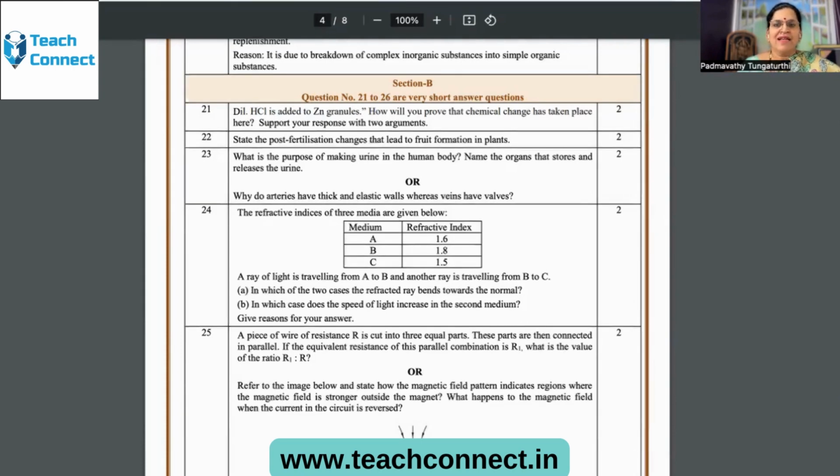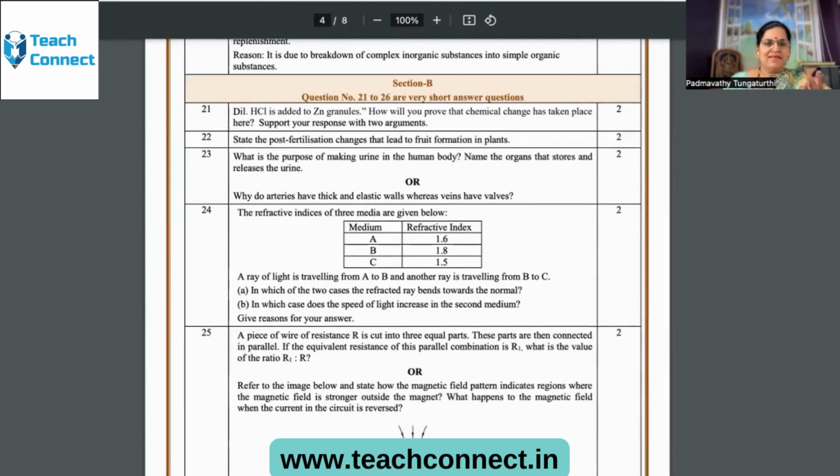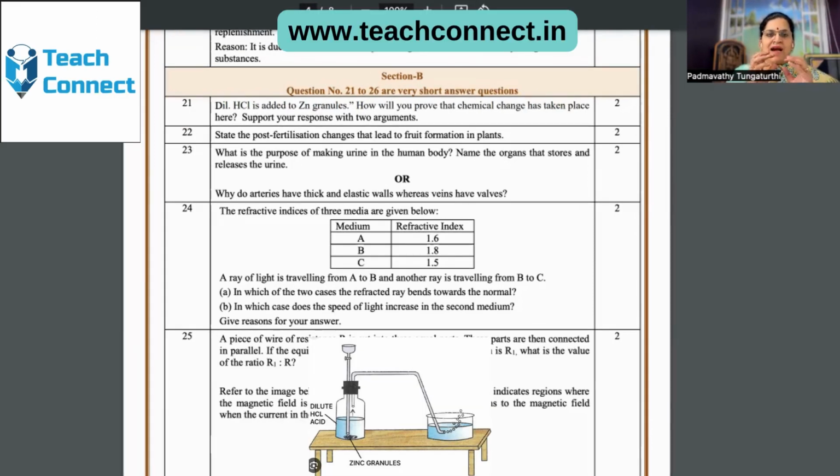Now we can see the 21st question: dilute HCl is added to zinc granules. How will you prove that chemical change has taken place here? Support your response with 2 arguments. There are a few important words given here. How will you prove that chemical change has taken place? That means visible evidence must be there.